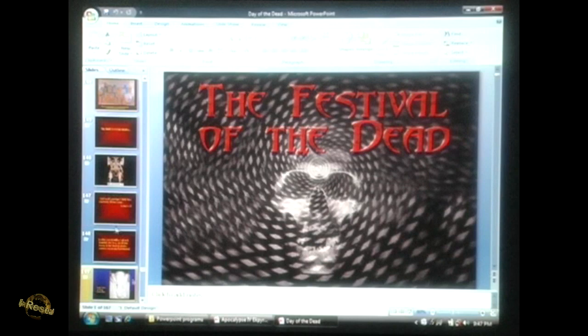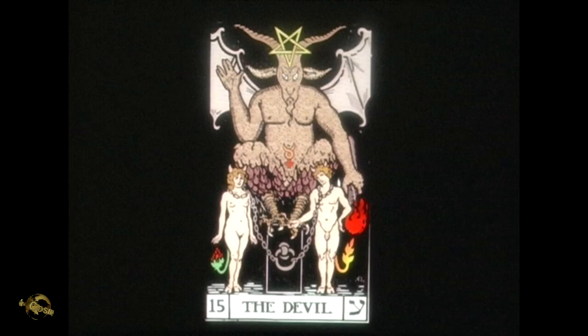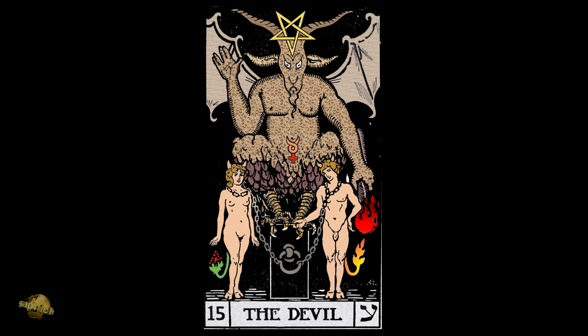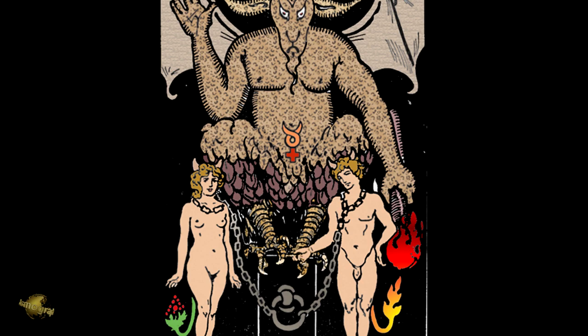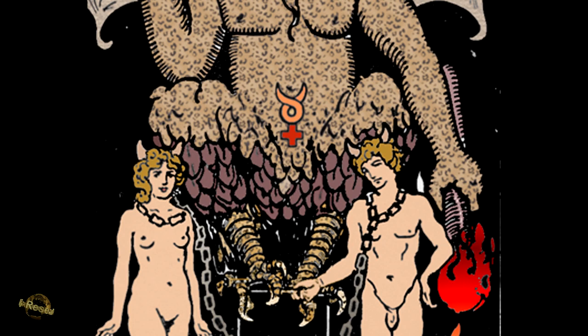Here we go. The devil. Notice what the devil holds in his hand. The same thing the angel, the destroying angel, holds in his hand in the other tarot card image. And notice what he has on his belly. What is that the sign of? Taurus, yes. What's the connection? It also looks like Mercury. Well, it does look like Mercury because it's sitting on top of a cross.